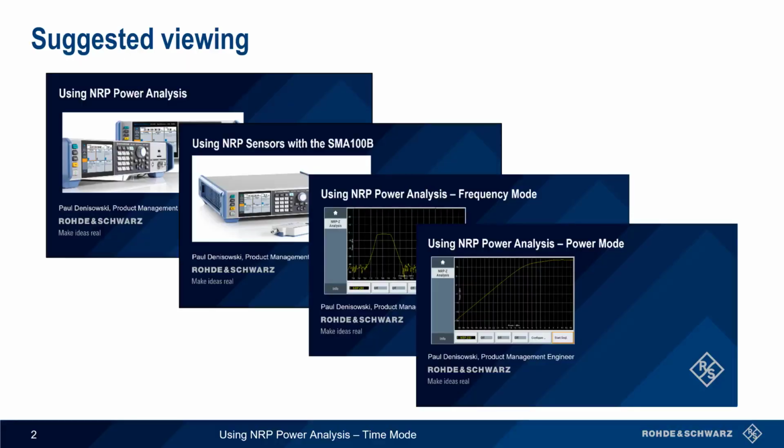This presentation assumes you're already familiar with the NRP Power Analysis option and how NRP series power sensors are used with the SMA100B analog signal generator. If you're not familiar with these topics, it would be a good idea to watch the presentations using NRP Power Analysis and using NRP power sensors with the SMA100B before continuing with this presentation. Many of the screens and functions used in time mode measurements are the same as those used in frequency and power mode, so the presentations using NRP Power Analysis frequency mode and using NRP Power Analysis power mode should also be watched before beginning this presentation.